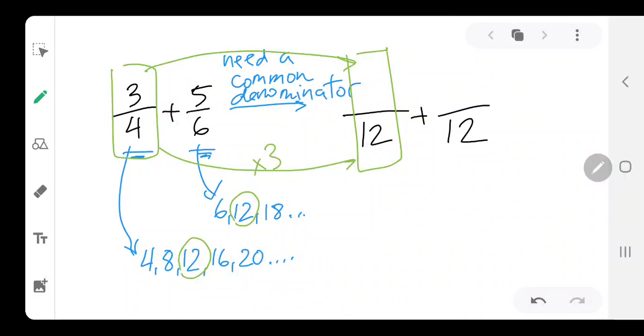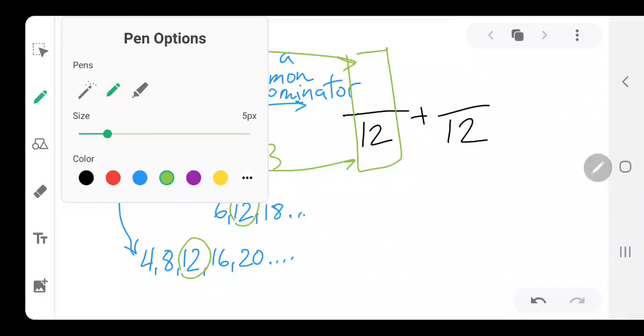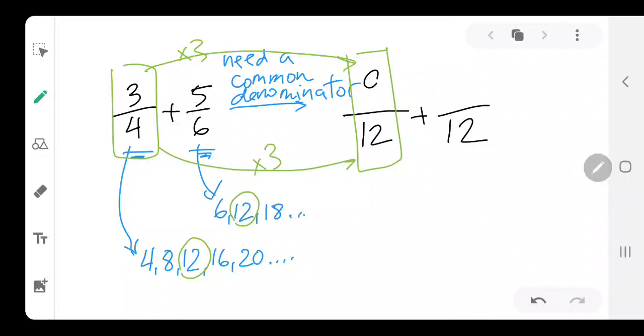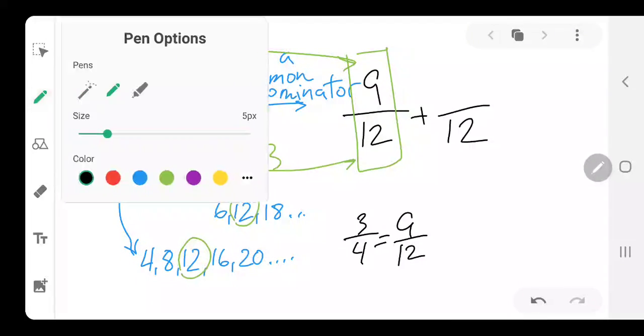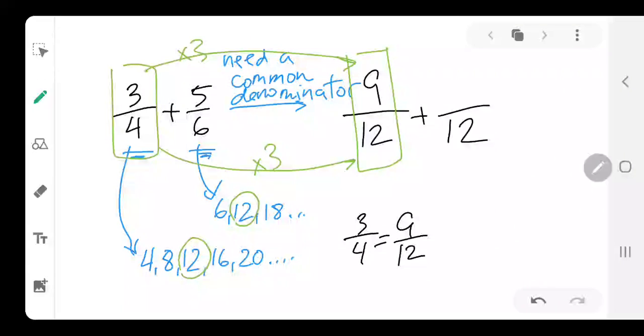Now, when we multiply times a factor, remember the other video, the other lesson, when we multiply a fraction times a factor, we multiply both the numerator and the denominator. So we're going to multiply both, and what we get on top is a new number. That's 9. And that's what we got. So 3/4 is an equivalent fraction to 9/12. And the factor that relates both of these is a factor of 3. 3 times the numerator and 3 times the denominator.